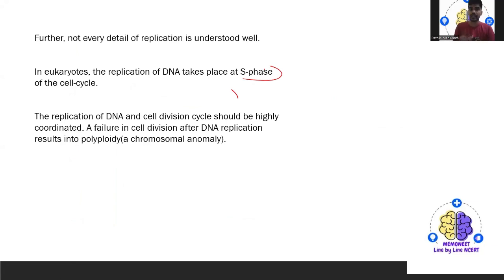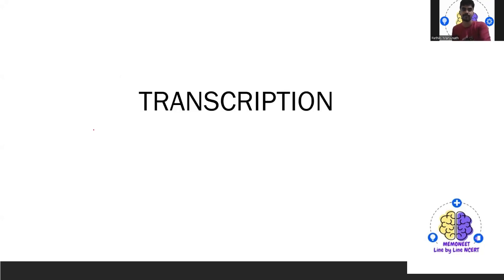The replication of DNA and the cell division cycle should be aligned coordinately. That is, if the cell is getting divided and DNA replication is also happening, both should coordinate with each other. There should be high coordination. That is what they're saying. And if this coordination fails, a failure in cell division after DNA replication results in a chromosomal anomaly, polyploidy, a kind of chromosomal disorder.